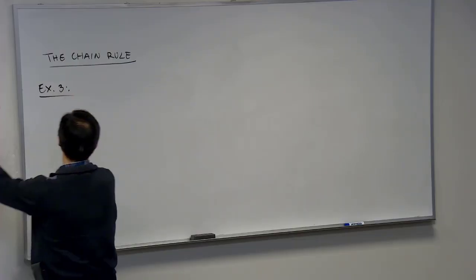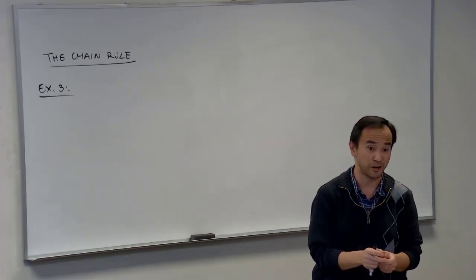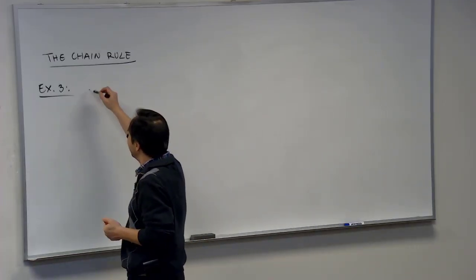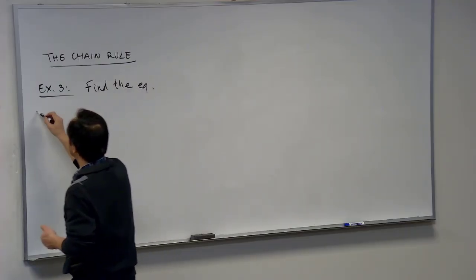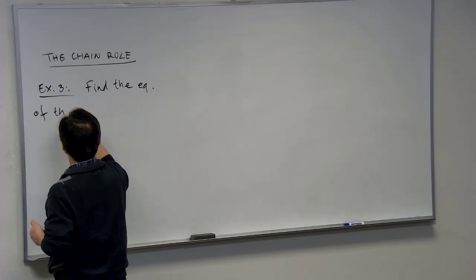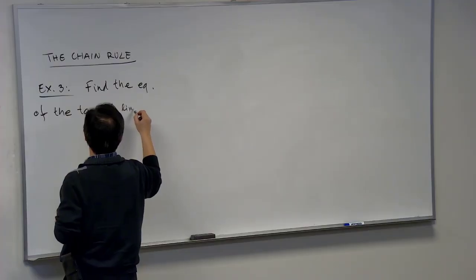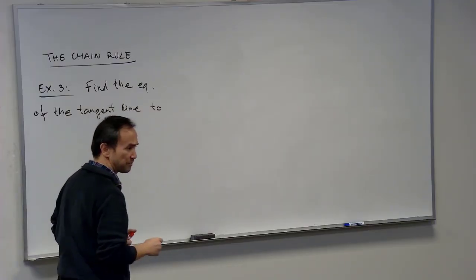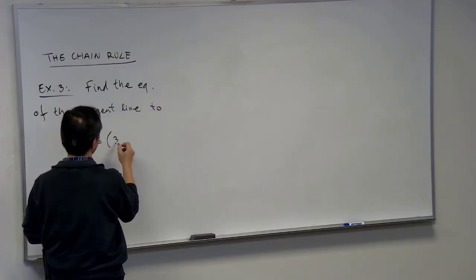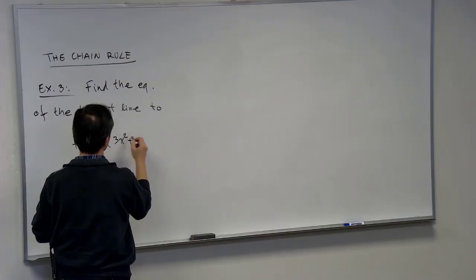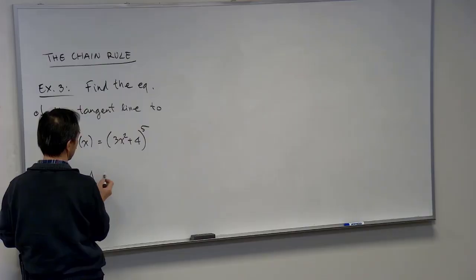Okay. So I keep making that promise that every here and there, I'm going to have to give you guys a tangent line problem again. So let's just find the equation of a tangent line. Tangent to f of x equals 3x squared plus 4 to the 5th power at specifically x equals 1.